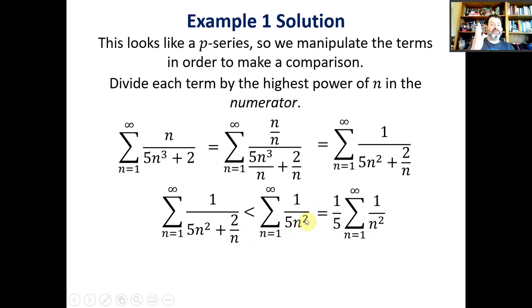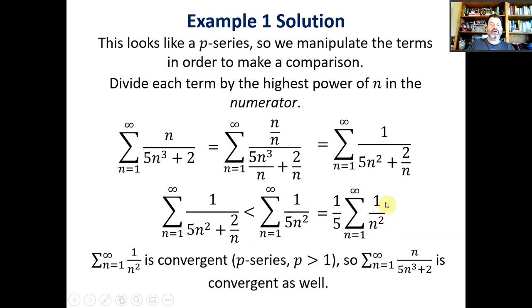We can pull the 1/5 out, and now we have a p-series. We know about this p-series. We've studied it a bunch, right? This thing definitely converges. Any p-series where p is greater than 1 converges. So because this converges, and this whole thing is less than that, our original series also converges.